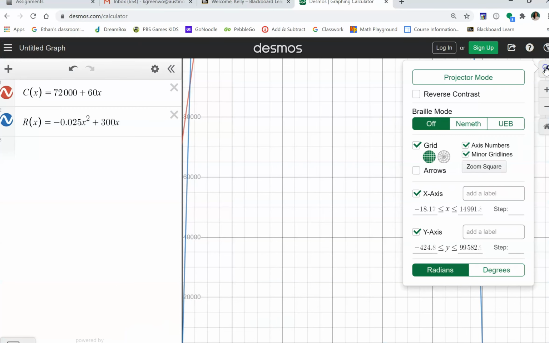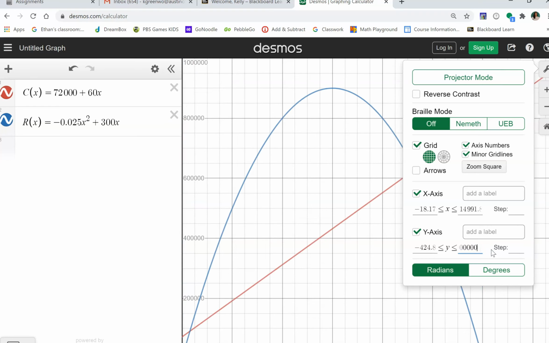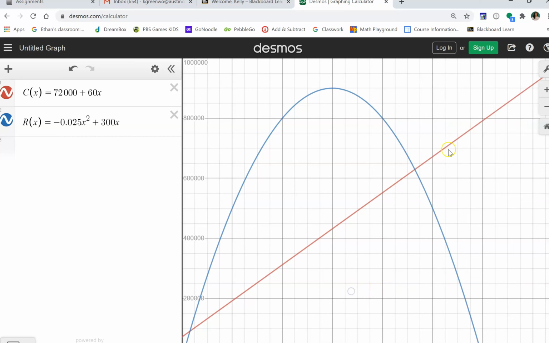So I'm going to click on my little wrench again. I'm going to go all the way up to 1 million here. So 1, 0, 0, 0, 0, 0, 0. Woo. Okay, when I did that, I can see both my quadratic revenue function and my linear cost function. And then Desmos calculates the intersection points so quickly. All you have to do is either click on the red line, and you can see it automatically calculates those gray intersection points.